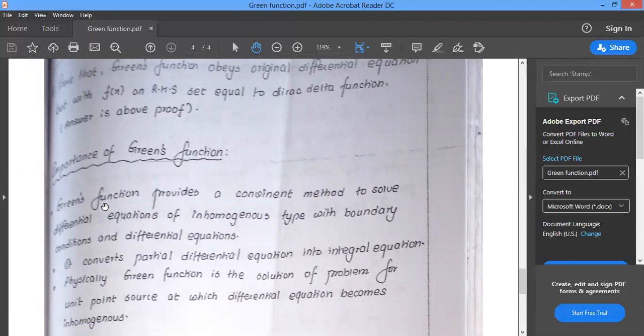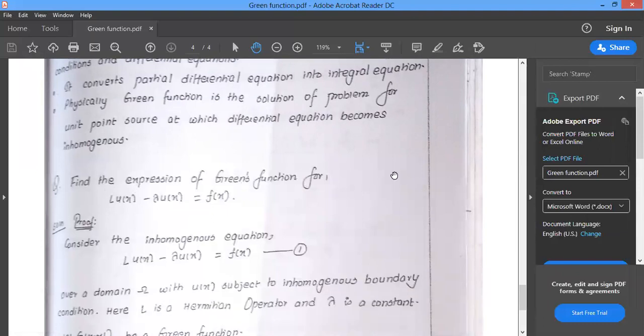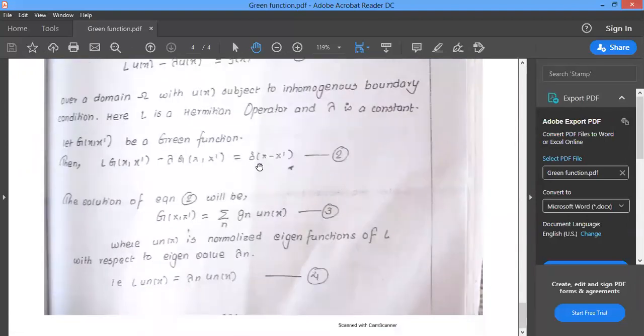Thank you, this was all for today. And next day, we will solve how to find the expression for the Green function. This is the L of x, and how to find the expression for the Green function. What are the types of Green function? We will solve that next day.